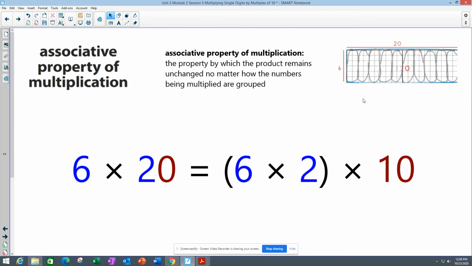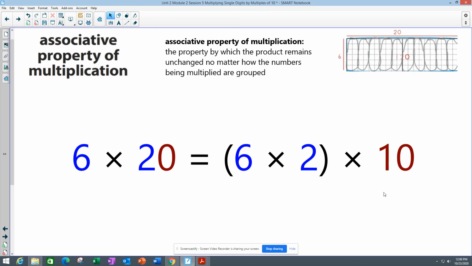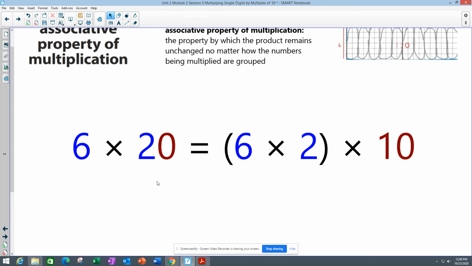But really, what it means is simply that no matter how you break it up, it still remains the same. So the property in which the product remains unchanged. The answer remains unchanged no matter how you break it up. So again, I could have done something like this, like we've been doing.